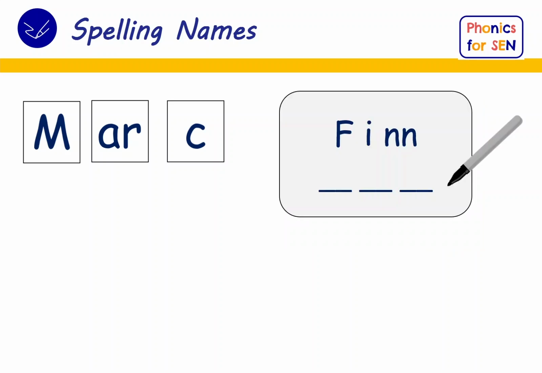Moving on to writing, we begin by drawing the appropriate number of lines on the whiteboard to act as a visual cue. The pupil segments their name and then matches a sound spelling for each sound. Fin. With these simple strategies, pupils are on the road to understanding and remembering how to read and spell their names.